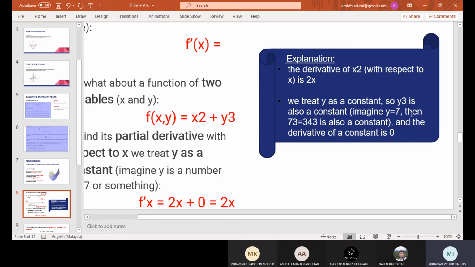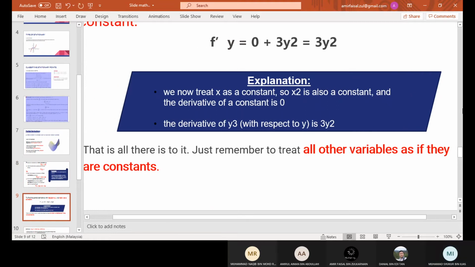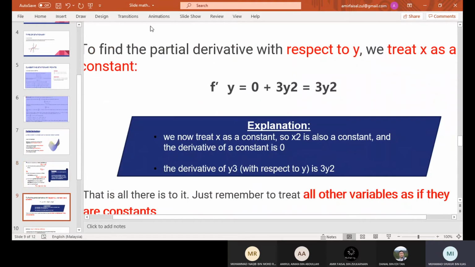Imagine y equal to 7. Then 7 to the power of 3 will be 343, which is also a constant. And the derivative of a constant is 0. Next slide. To find the partial derivative with respect to y, we treat x as a constant.